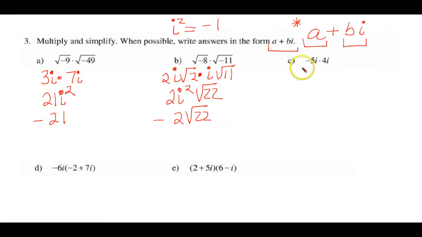Now here there is a negative. Now 5 times 4, that's going to be a -20. i times i is i squared. But we never leave an i squared, that's a -1. So negative 1 times a negative 20 is a positive 20. So again, some basic skills of dealing with the letter i.